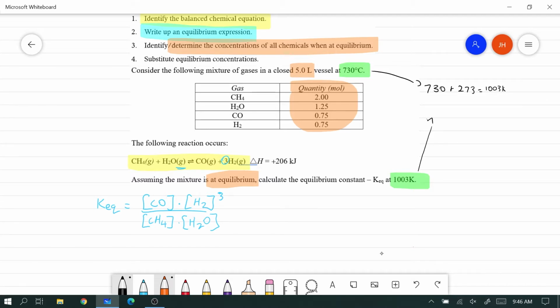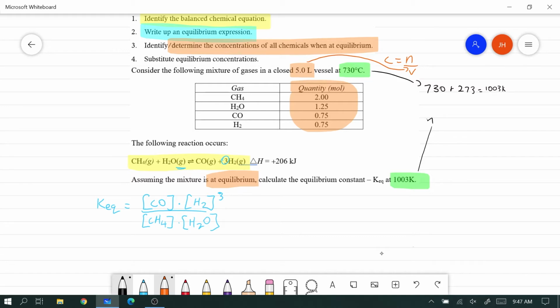I think the biggest pitfall for a question like this is assuming that the data up here about the quantity in moles is the actual concentration. We should know though that if something is written as n, that is the number of moles. The relationship between c and n is c equals n over V. We also have V here, the vessel is 5 litres.